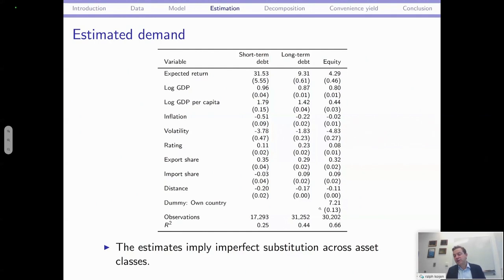Lastly, for equities, there's a strong home bias effect. So on average, you allocate 7 times more to your own country compared to other countries. So that gives you a flavor of what estimated demand looks like.